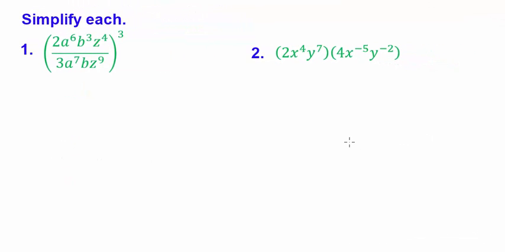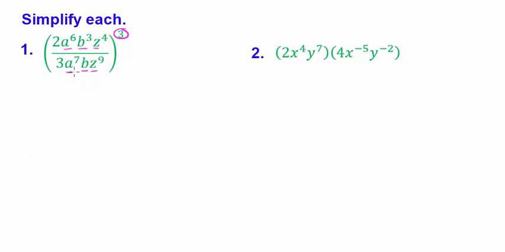Let's now use those 7 properties to simplify these two particular problems. So the first thing with this problem I noticed is that there's an exponent on the outside. I also noticed that there's a's, b's, and z's as bases with your numerator and denominator. So there's actually a couple different ways to do this particular problem. I'm going to choose one way.